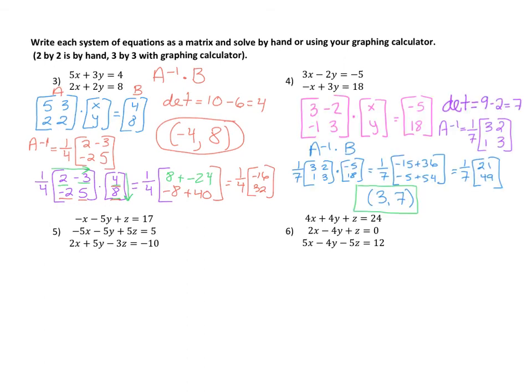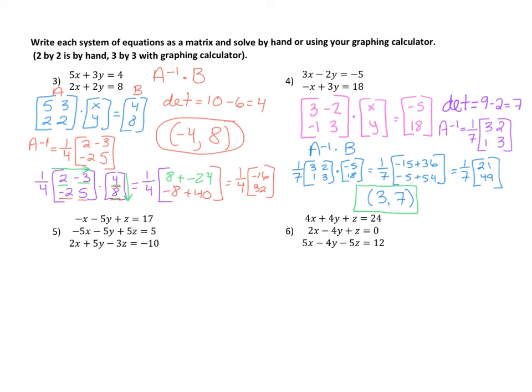Okay, so when you solve number 4, you should have gotten that your determinant was 7. So your inverse of A was 1/7 times the matrix 3, 2, 1, 3. Then when I do the inverse of A times B, my final answer, well, I'll get that x is 3 and that y is 7.